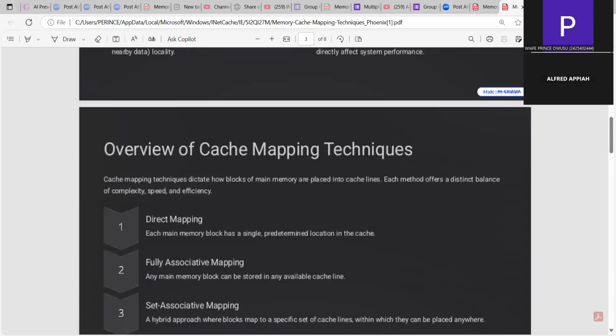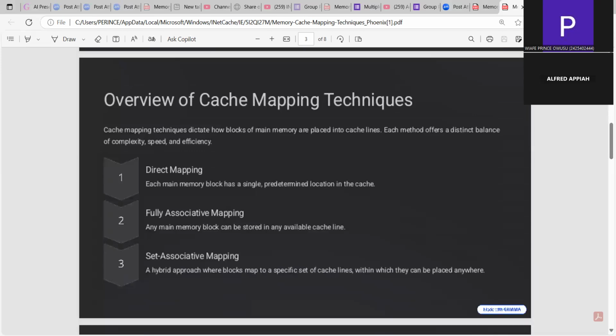So, an overview of cache mapping techniques. Cache mapping techniques dictate how blocks of main memory are placed into cache lines. Each method offers a distinct balance. We have direct mapping, fully associative mapping, and set associative mapping.